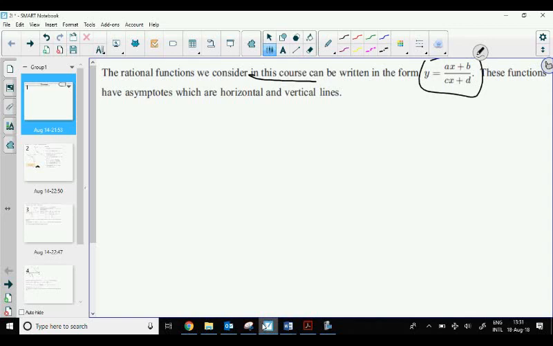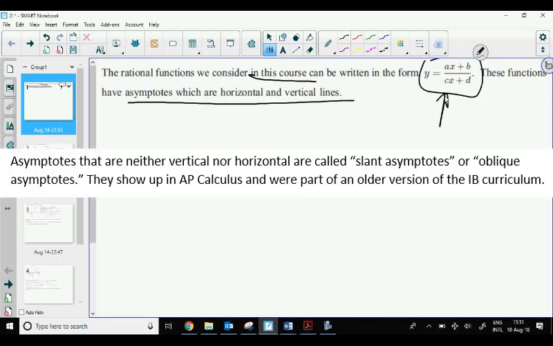This particular type of rational function, it's true, will have asymptotes, which are horizontal and vertical lines, but that is not true of all rational functions. Rational functions do not necessarily have to have asymptotes at all, and they don't need to be horizontal and vertical lines. The asymptotes that we consider in this course will be horizontal or vertical. That I can promise you.